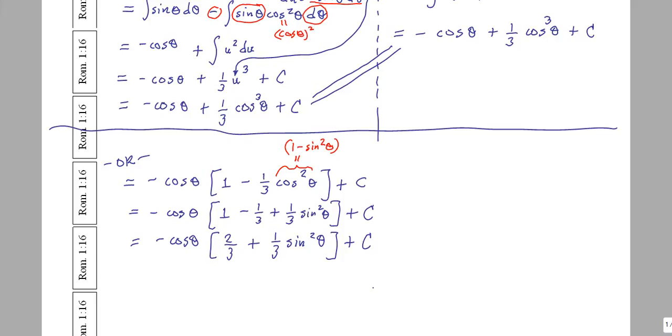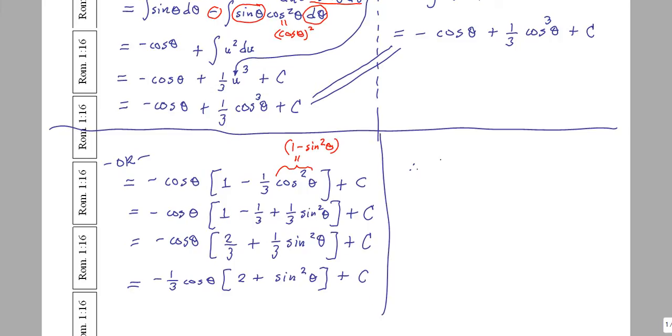And then lastly, I can say that this is equal to, let's pull out a common third here, minus a third of cos of theta, open bracket, 2 plus sine squared theta, close bracket, plus a constant of integration. Okay, so this is another way that you may see this result written, and so let's summarize.